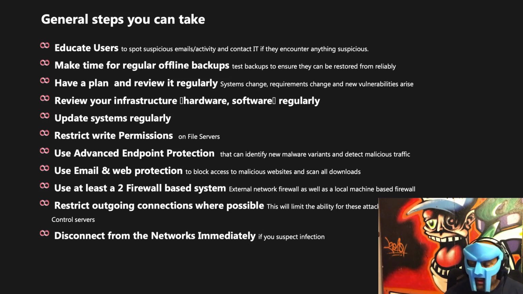You want to disconnect from the networks immediately if you suspect infection. Goes without saying. You don't need to sit there with your jaw dropped and let all the systems be infected. As soon as you see something, or as they say in the New York public subway, if you see something, say something. Right here, if you see a system acting weird, shut it down, turn it off, unplug it, rip out the plugs, whatever, until you can really wrap your head around what's going on.